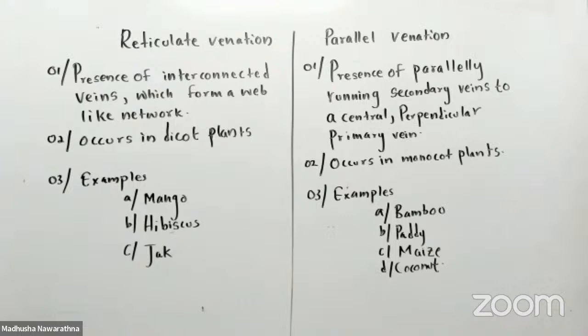Palm tree, is it a monocot plant or a dicot plant? Monocot. Monocots mean? Yes, monocot and dicot. Parallel venation should be there. Sir, what are monocots and dicots? Put the monocots and dicots.